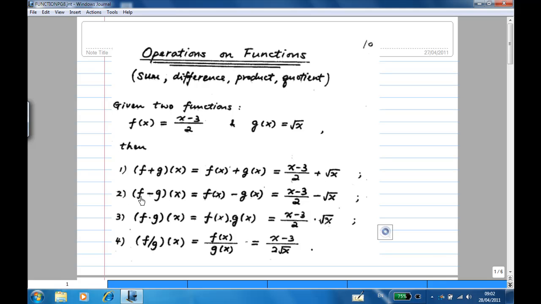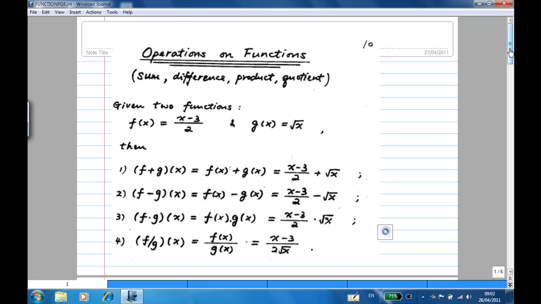Similarly, we can talk about the difference of f and g. We can talk about the product of f and g. And we also talk about the quotient of f over g, which is f of x over g of x, which will be equal to (x minus 3) over 2 square root of x.